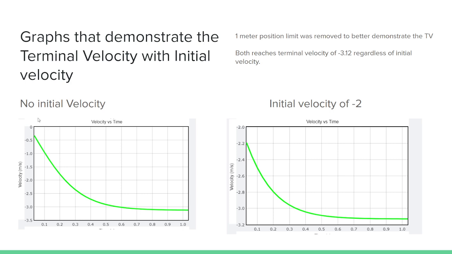And if you see both of the graphs, even though they reach terminal velocity at different times, they all equal negative 3.12. That was my lab. Thank you.